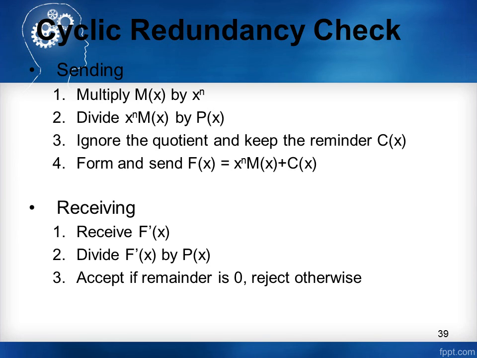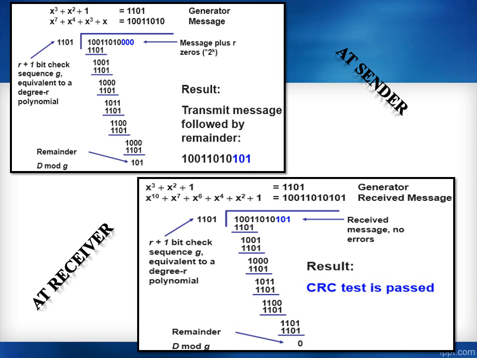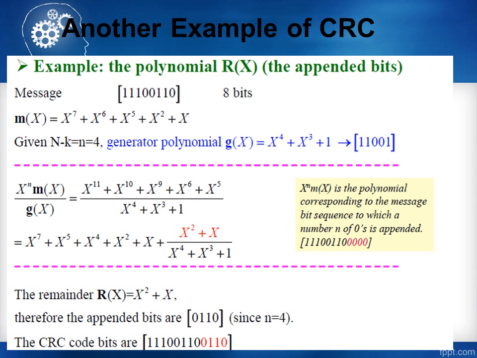Sending side and receiving side, initialization. This is an example where we are going to see the frame and generator, appending 4 zeros at the end of the frame. Finally, we are going to get the remainder as 1110. Again, this 1110 has to be added, and we will get a 0, where the CRC check is passed.